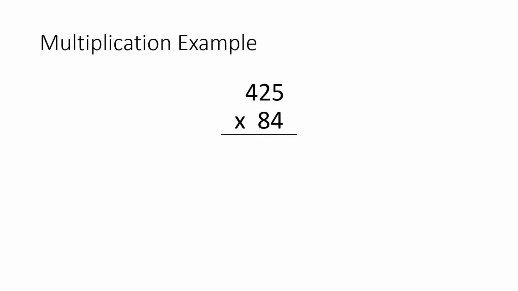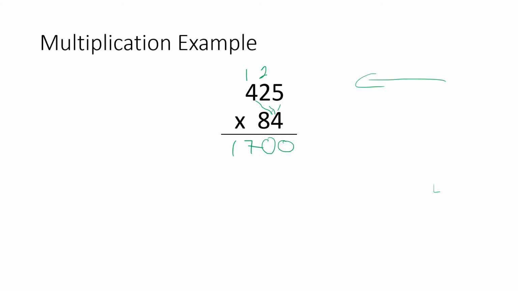425 times 84. So as I said before, we're going to start on the right, go from the right to the left. So our first number that we have here is our 4. 4 times 5 is 20. Write the 0, carry the 2 in the tens place. Over to the next number. 4 times 2 now is 8. 8 plus 2 is 10. Write down your 0, carry the 1 in the tens column, and now 4 times 4. 4 times 4 is 16. 16 plus 1 is 17. First column done.